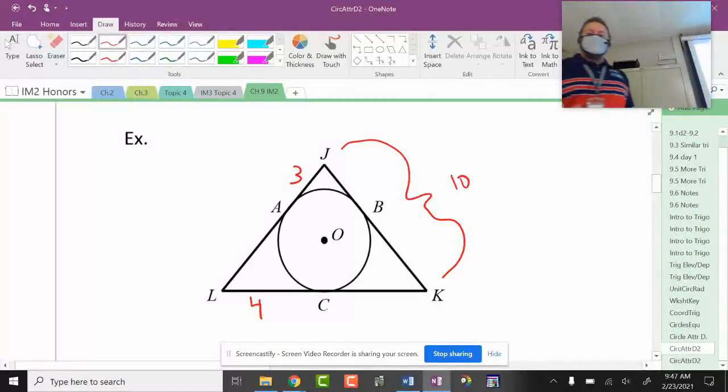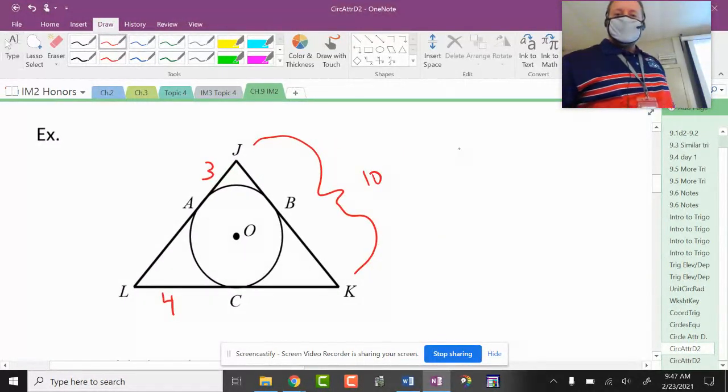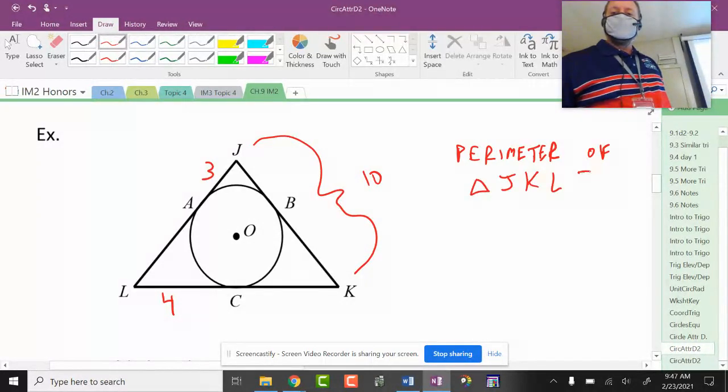I like calling this a walk-around problem. We'll call this a perimeter. What is the perimeter? And then just exercising that word again. Perimeter is the distance around an object, in this case triangle JKL, the whole thing.